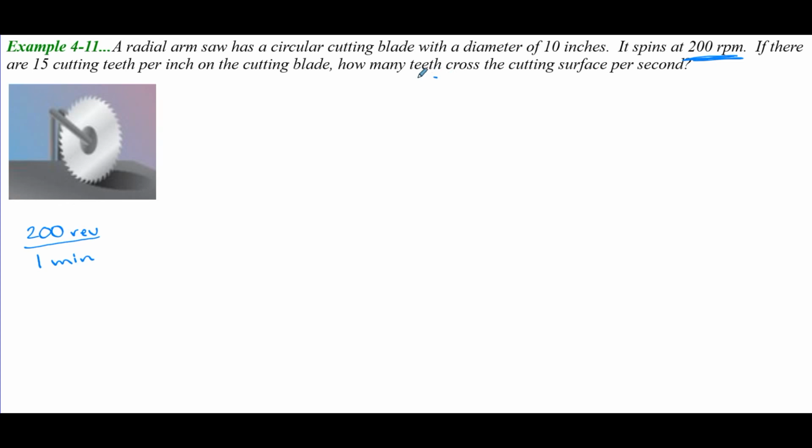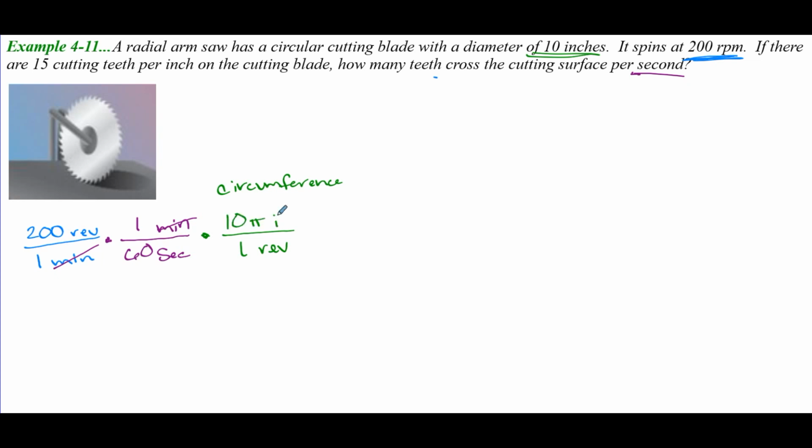We're trying to get to how many teeth per second. So I want teeth on top and I want seconds on the bottom. So I'm going to deal with that seconds first. So I want to get seconds on the bottom, and so I can convert that and get rid of the minutes. So I know there's 60 seconds in 1 minute. So now we've got our seconds taken care of. So now we want to start converting to get rid of the revolutions. So 1 revolution is going to be equivalent, remember, to my circumference. And I have a diameter of 10 inches, so that's going to give me 10 pi inches. And then we can cancel out the revolutions.